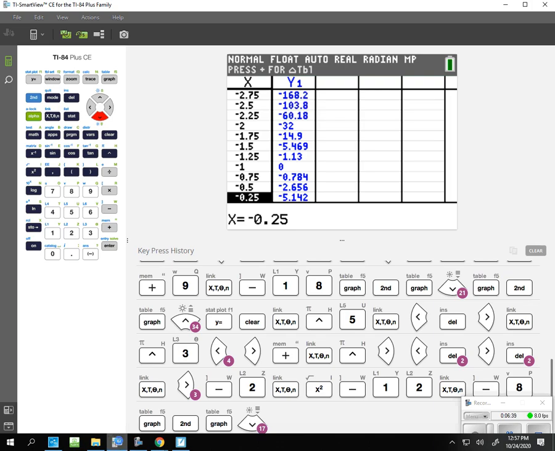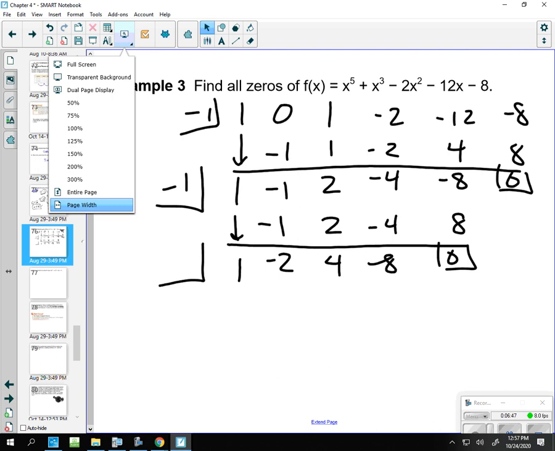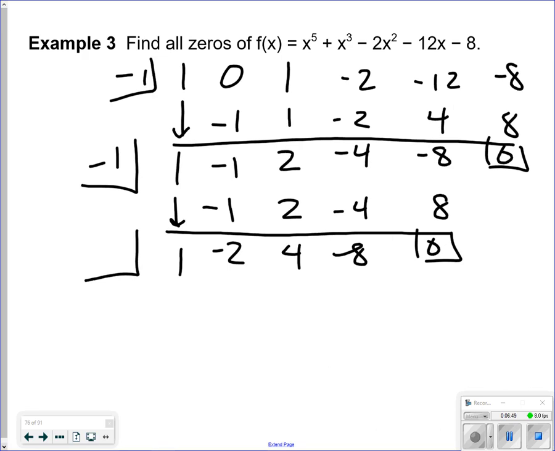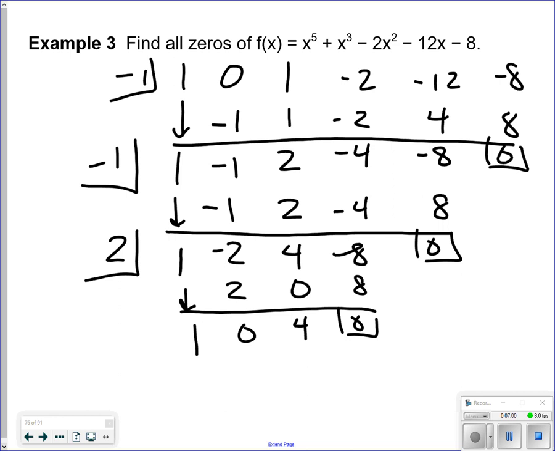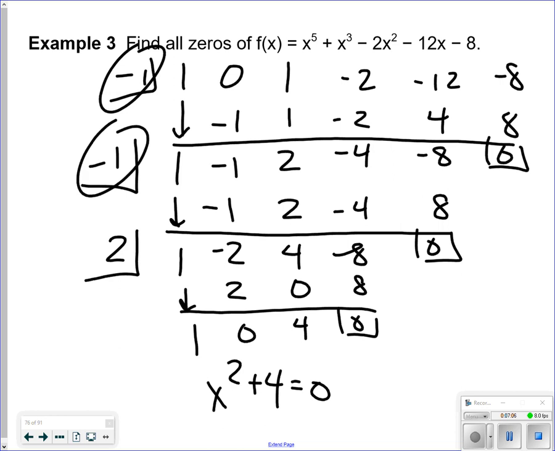And so I'm just going to scroll here. Even though on the picture it looked like I could tell what it was, I'm just going to scroll here, and it is 2, 0 is another one. So when I go back to my work here, I think 2 will also be. Bring the first one down, multiply and add, multiply and add, multiply and add. Again, now I am down to a quadratic. So I have 3 of the 5 solutions. I now need to find the last one.